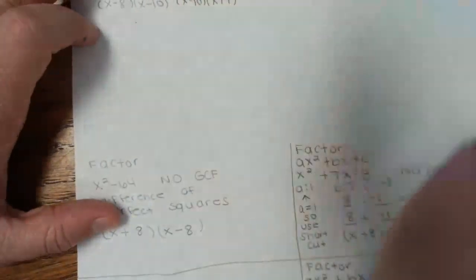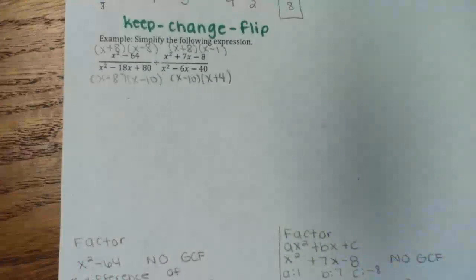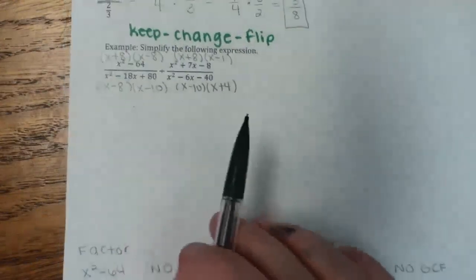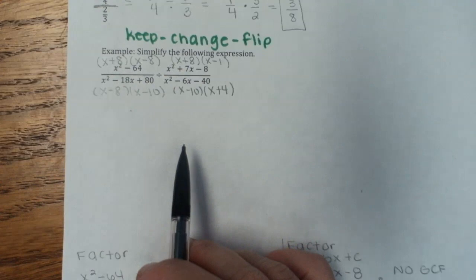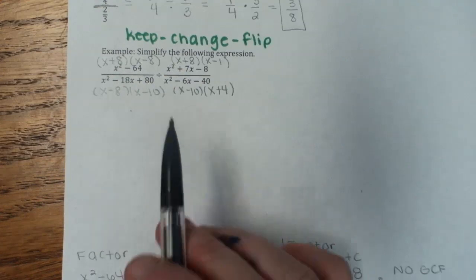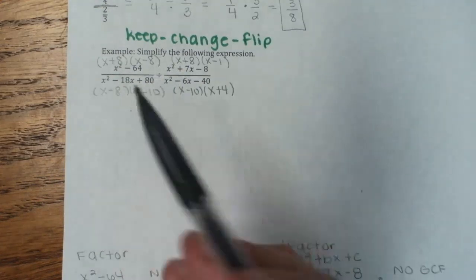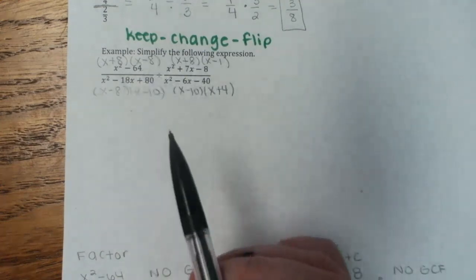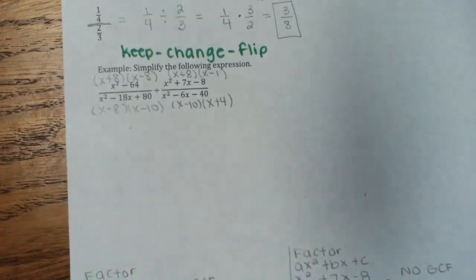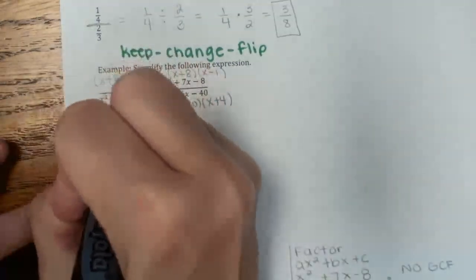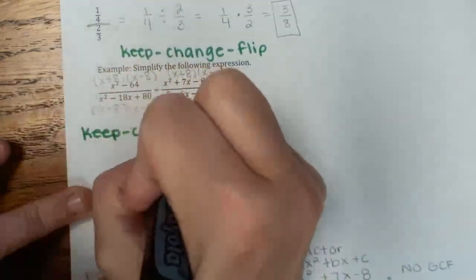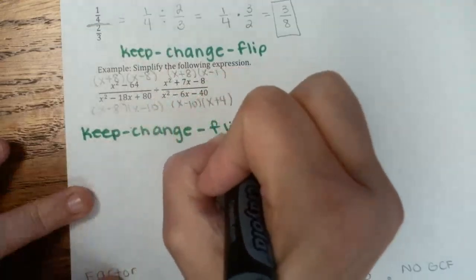All right, so all of that work was just to put it in factored form. These problems are just so tedious. All right, so we're dividing. I was going to rewrite it again in factored form, but I don't know if that's really necessary. If you need to write it in factored form, go for it. I'm just going to go ahead and keep the first one the same. We're going to change our operation from division to multiplication, and we're going to flip that last fraction.